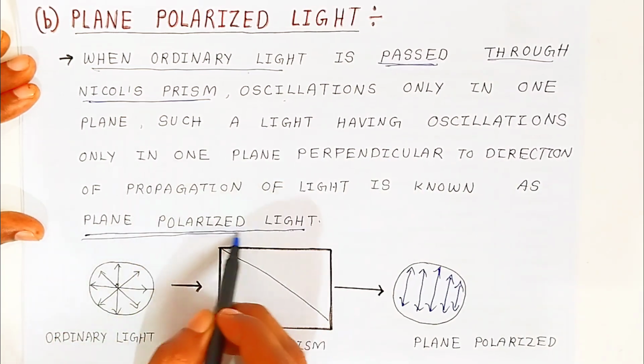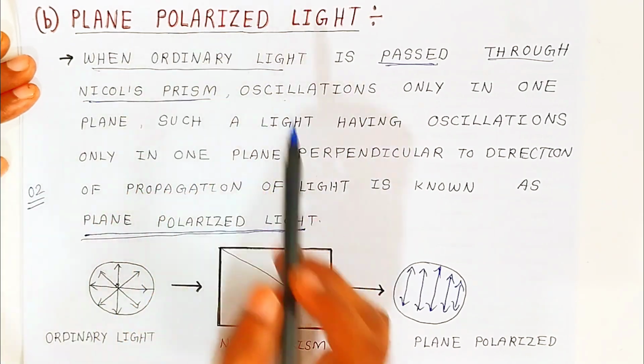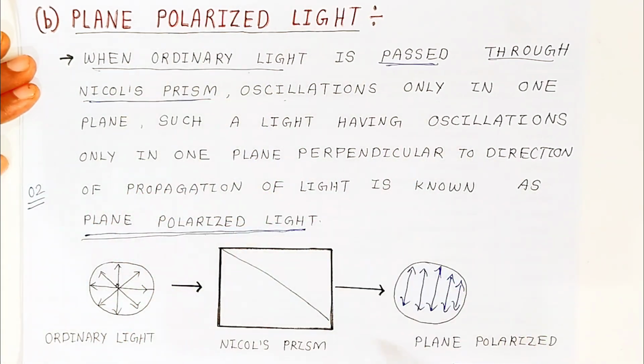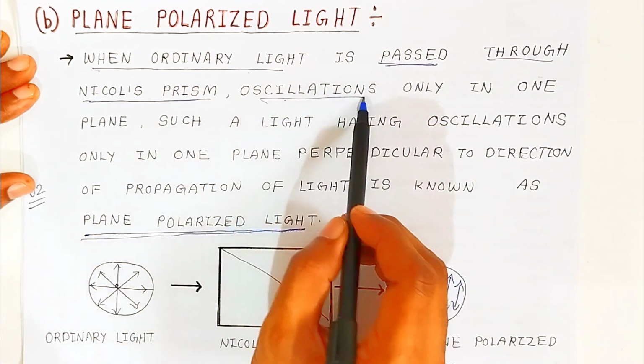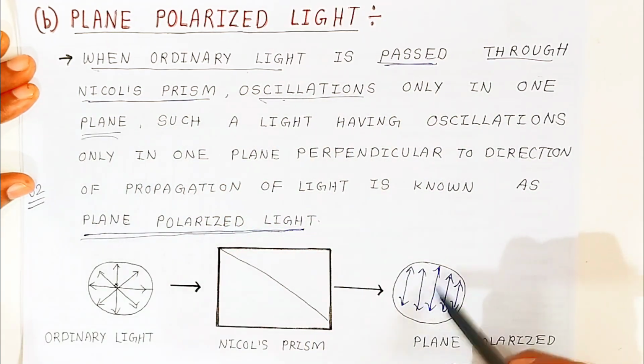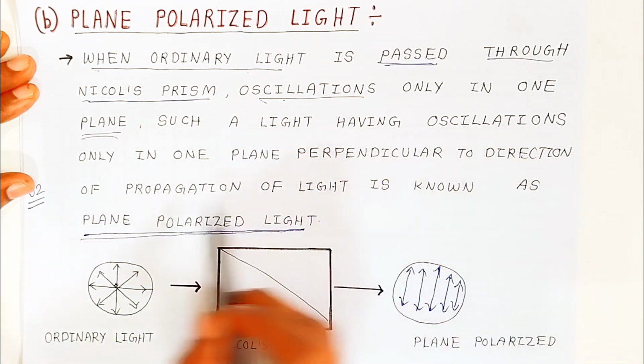Understanding, students? In the examination they may ask what is plane polarized light, for 2 marks. You have to write the definition as well as this diagram. When ordinary light is passed through a Nicol prism, there is oscillation in only one plane. Such a light has oscillation in only one plane, perpendicular to the direction of propagation of light.